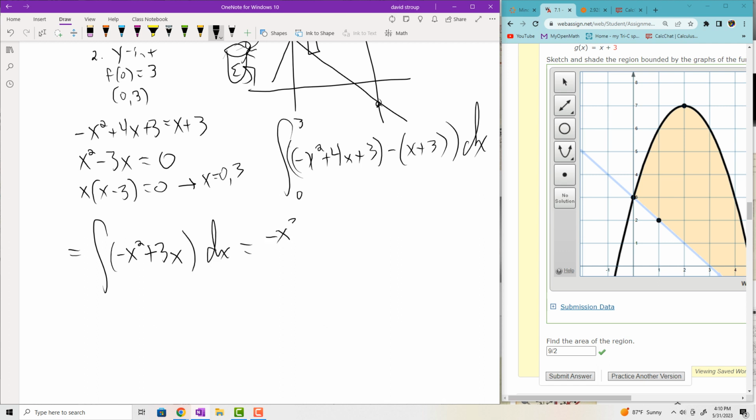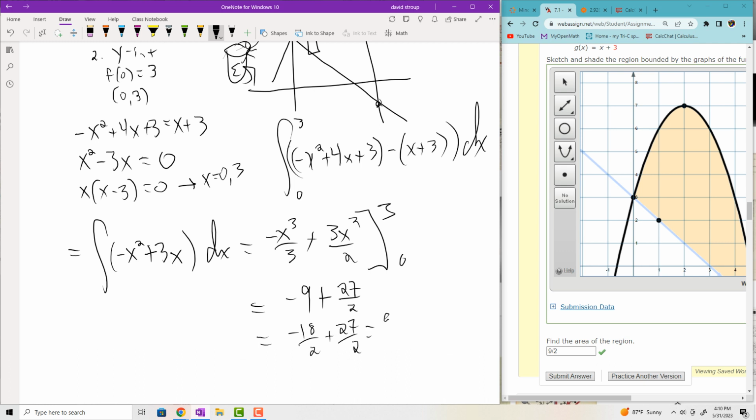Yeah, negative x cubed over 3, power rule, 3x squared over 2, power rule, 0 to the 3. So negative 27 over 3 is negative 9, plus 27 over 2. I guess, find a common denominator, and you're going to get 9 halves.